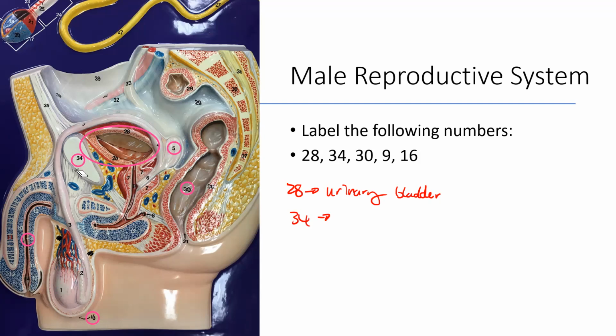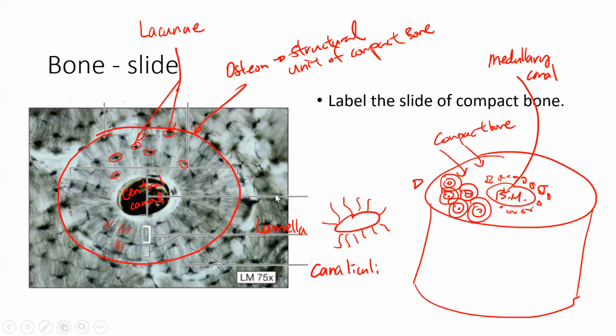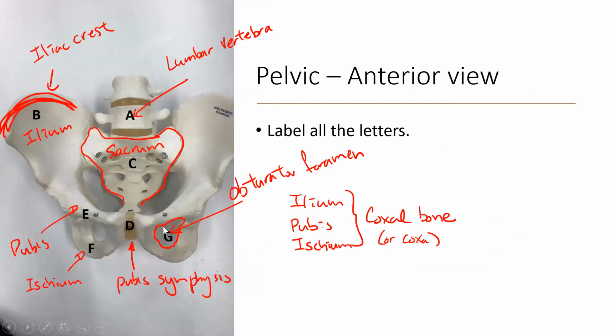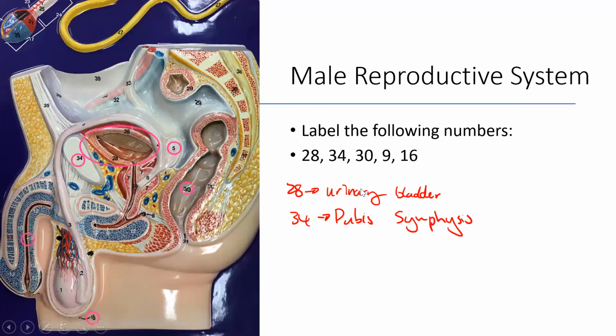34 is the pubis symphysis. Remember, that's the bone, cartilage more. That's the cartilage that allows the two pubis to connect together. I'll just quickly go back to show you right here. That's the pubis symphysis, at the front, connecting the pubis from one side to the other. And we are looking at the mid-sagittal section, so you can see the pubis symphysis right here.